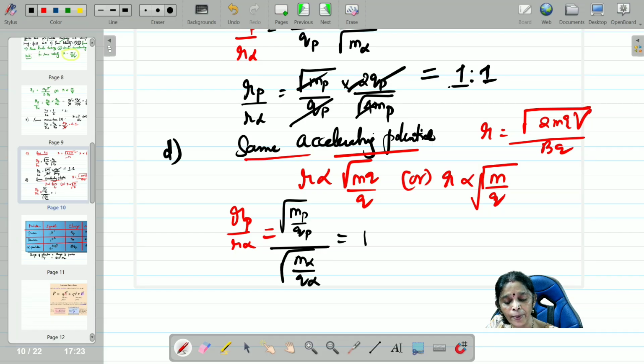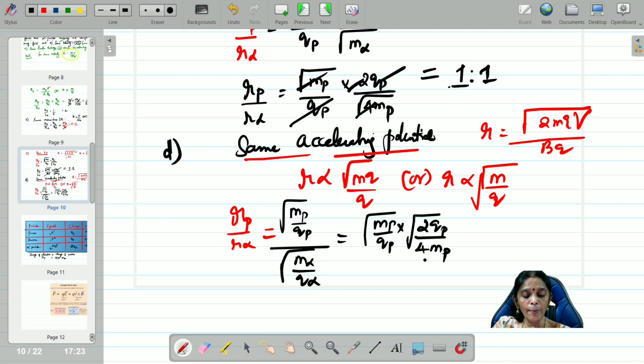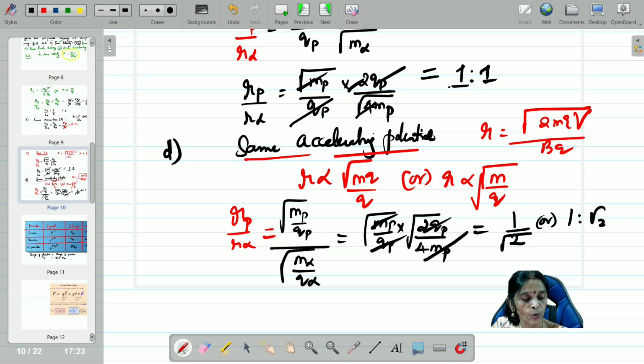Quickly do it, children. Root mp divided by qp into square root of 2qp divided by 4mp. Now what happened to mp? mp gets cancelled, 2qp gets cancelled. So 1 by root 2, children. That is the answer. Or you can write it as 1 is to root 2. That is all. See, in 2 minutes time, the entire question we are able to do because you are conceptually strong. That is how we need to study.